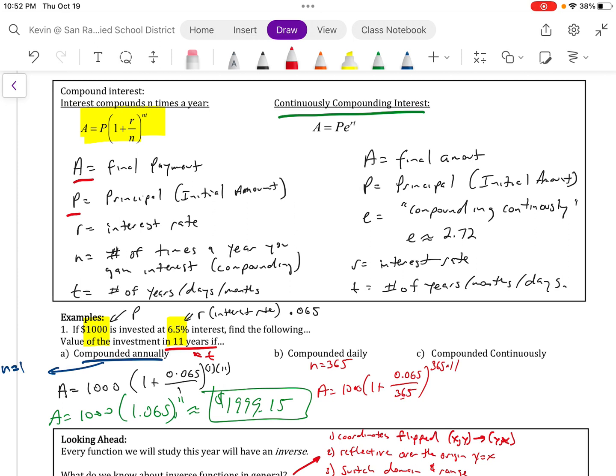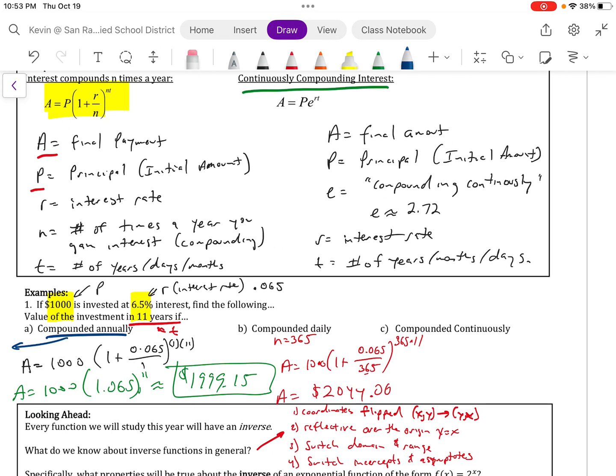So again, you can't really do this problem without a calculator. We are going to move into some stuff where we'll be using a calculator, but mainly get the setup, okay? We may have you do this without a calculator, and we'll only expect you to get to the setup portion. But ultimately, A equals 2,044.06.